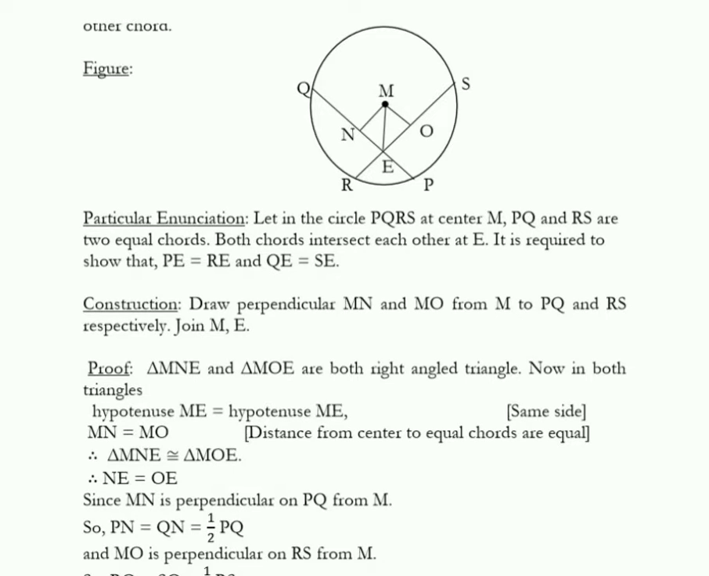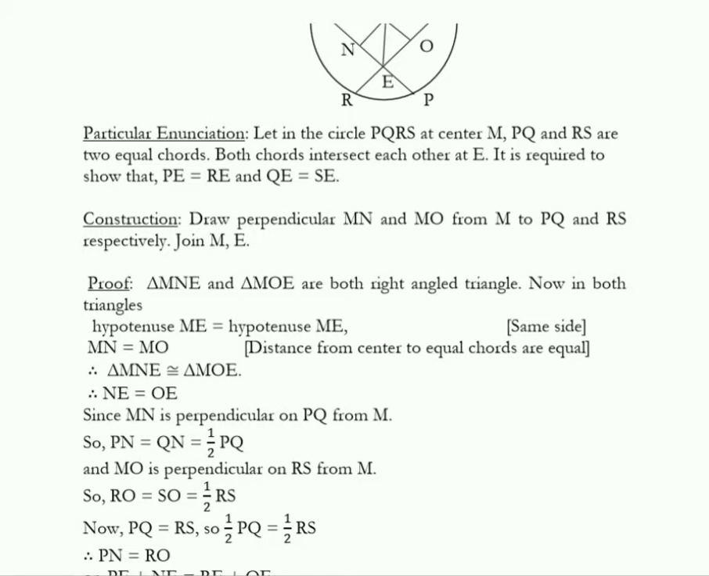MN equals MO, both are perpendicular distance from center to chords and we know that distance from center to equal chords is equal. তাহলে দুটো রাইট অ্যাঙ্গেল ট্রায়াঙ্গেলের মধ্যে যদি হাইপোটেনাস এবং আরেকটা সাইড ইকুয়াল হয় তাহলে আমরা বলতে পারি দে আর congruent. So triangle MNE and MOE are congruent. So we can say NE equals OE.